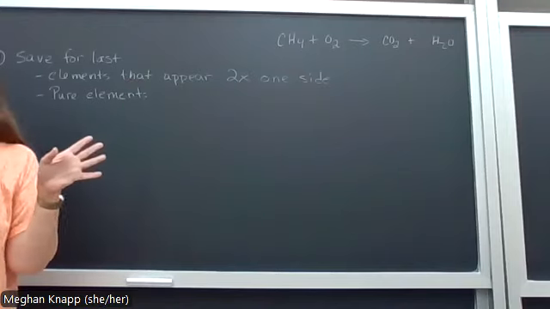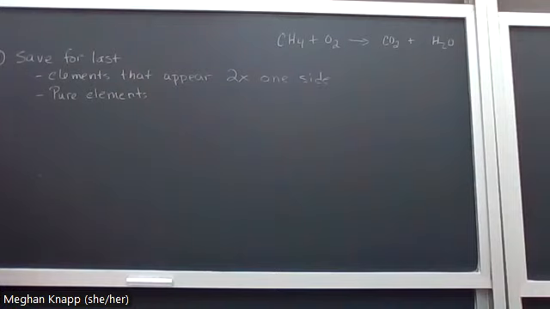And the reason for that is that when you change a pure element, you're not changing anything else. So if that's the last thing you balance, then you don't have to go back and fix other things that have changed along the way. So you're going to look at the equation, see if that applies to anything and say, okay, I'm not going to start with those. I'm going to start with something else.